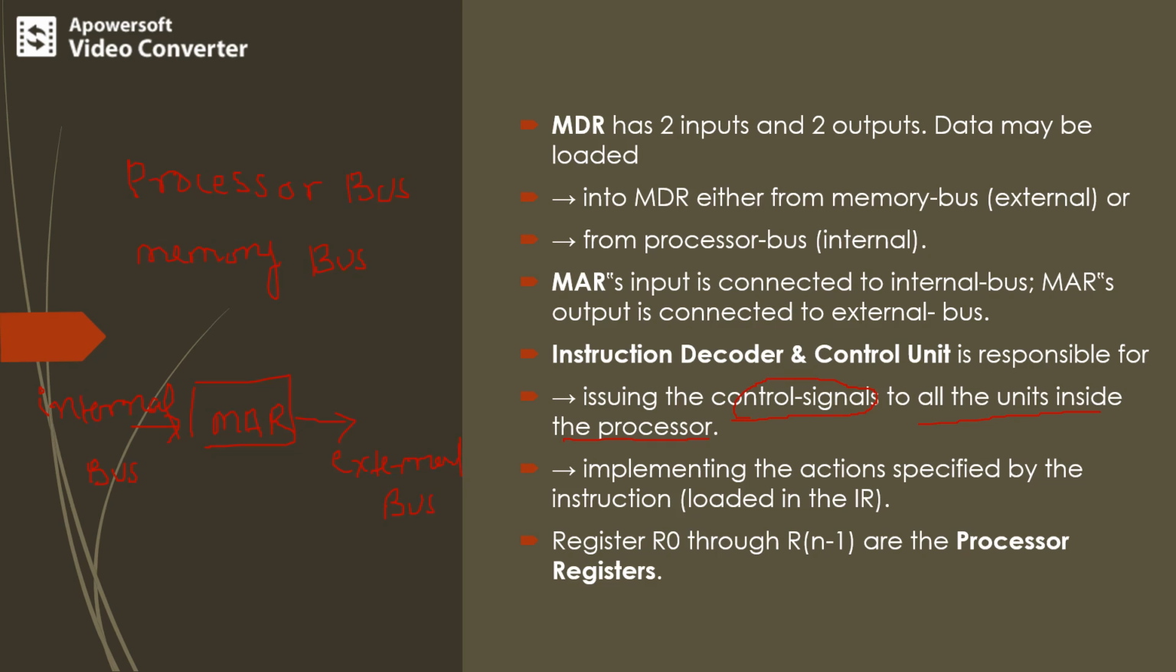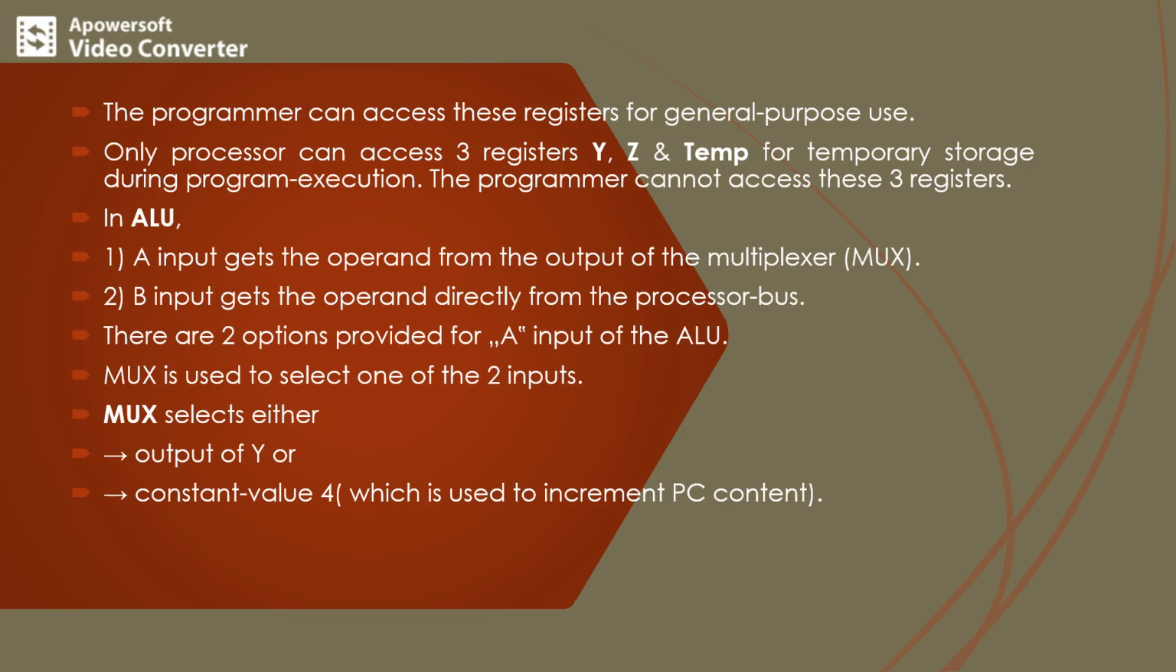We also have some general purpose registers like R0, R1 and so on, up to Rn-1, which are also located within the processor. The programmer can access these registers for general purpose use, in order to perform any general purpose task.